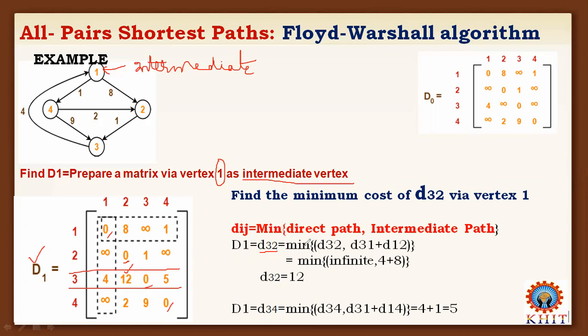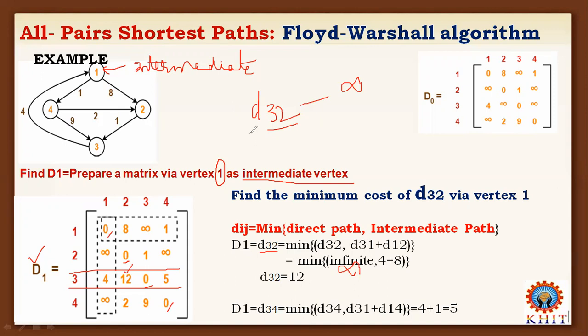And minimum of the direct path from 3 to 2, comma, the intermediate path through vertex 1. If you want to find the distance of 3 to 2, first find the direct path from 3 to 2. But there is no direct path from 3 to 2, so the path from 3 to 2 is considered infinity.